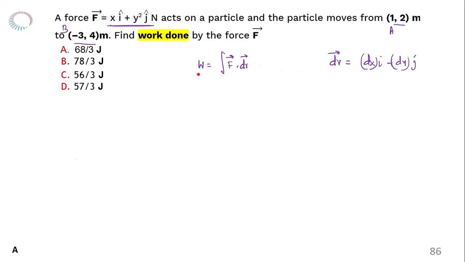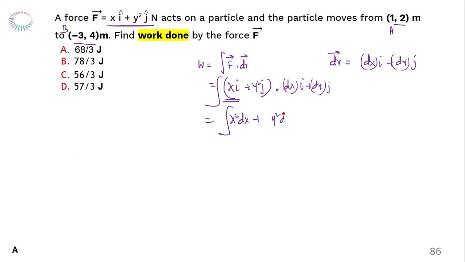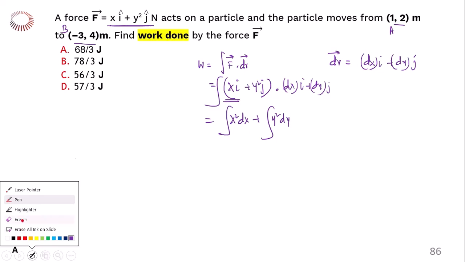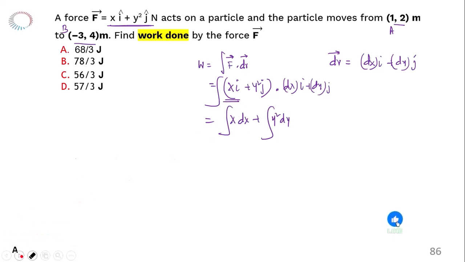This is the dr vector. So that means (x² i + y² j) dot (dx i + dy j). Okay, integration. Once I do the dot product, I get the integral of x² dx plus the integral of y² dy, not x², so only x. Only x dx is there. So ultimately I am getting these two integrations.